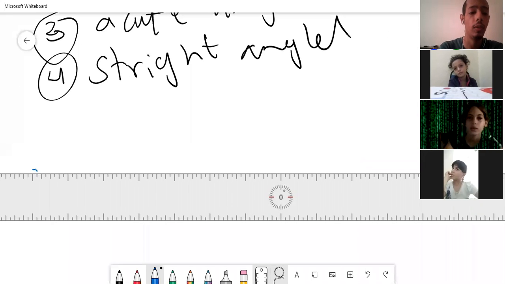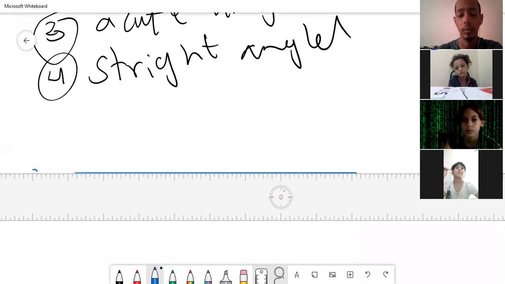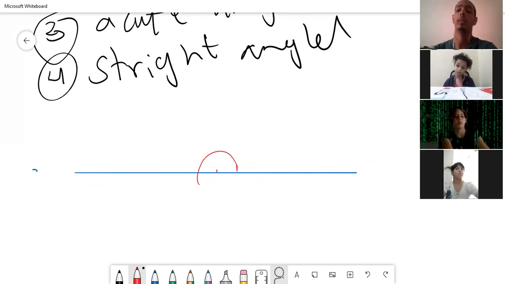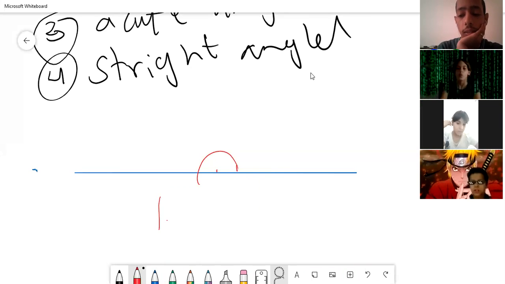If we have a straight line like this, then we can say the angle on this straight line is, what is the size of the straight angle? 180 degrees. Thank you.